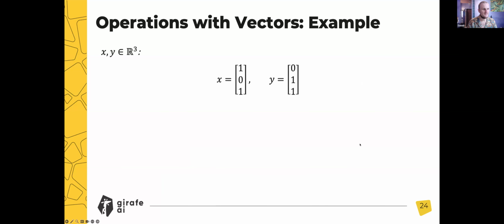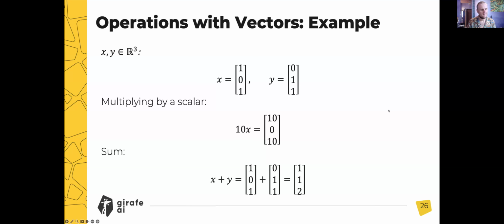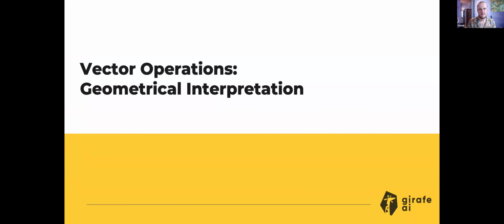So, for example, we have these two vectors. How to add them? First, how to multiply the first vector by a scalar. We multiply every coordinate by the same scalar. 10 times 1 is 10, 10 times 0 is 0, 10 times 1 is again 10, right? Very cool. So how to add them? 1 plus 0 is 1, 0 plus 1 is 1, 1 plus 1 is 2. Okay? Doesn't seem so scary.